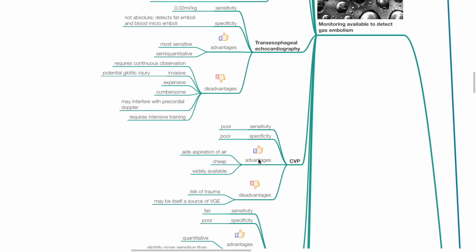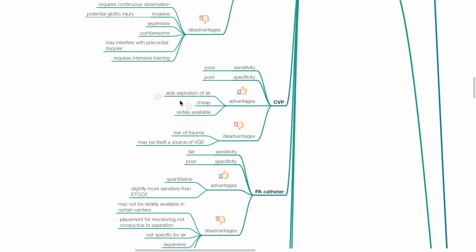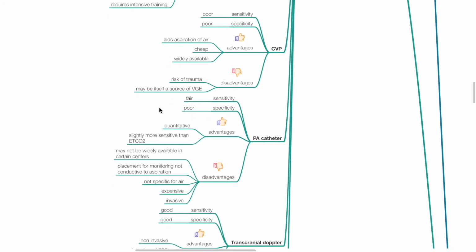CVP has both poor sensitivity and specificity. Advantages: it aids aspiration of air. It is cheap and widely available. Disadvantages: there is risk of trauma. CVL may itself be a source of venous gas embolism.